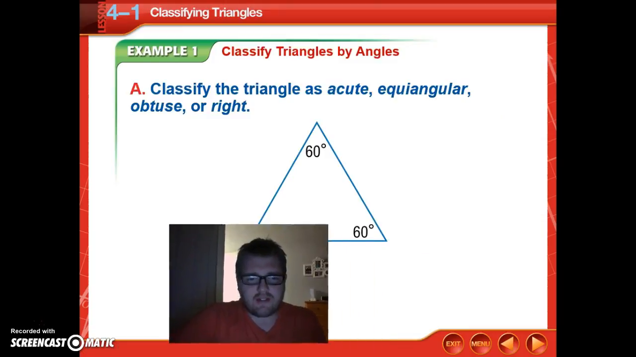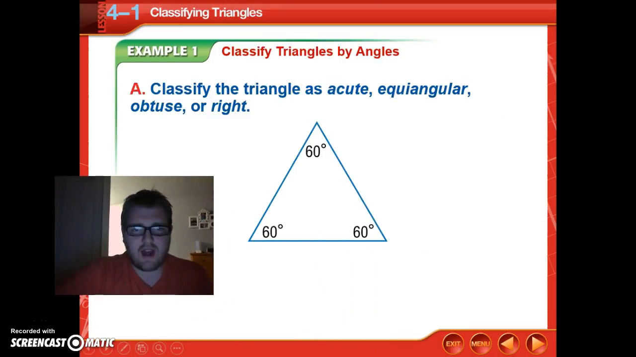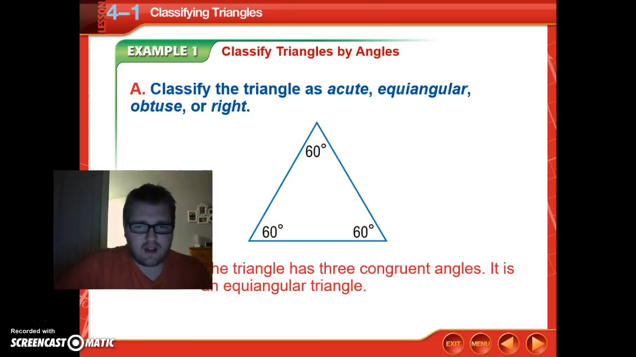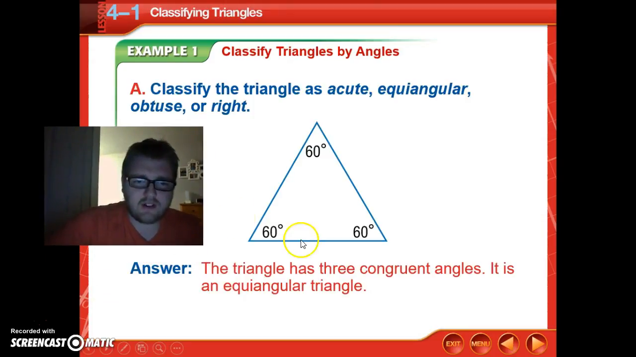So let's classify this triangle here as acute, equiangular, obtuse, or right. Well, we don't see a right angle. There's nothing that's 90. There's nothing greater than 90, so it can't be right or obtuse. So therefore, it has to be equiangular, since all three of those, even though they are acute, are all equal.